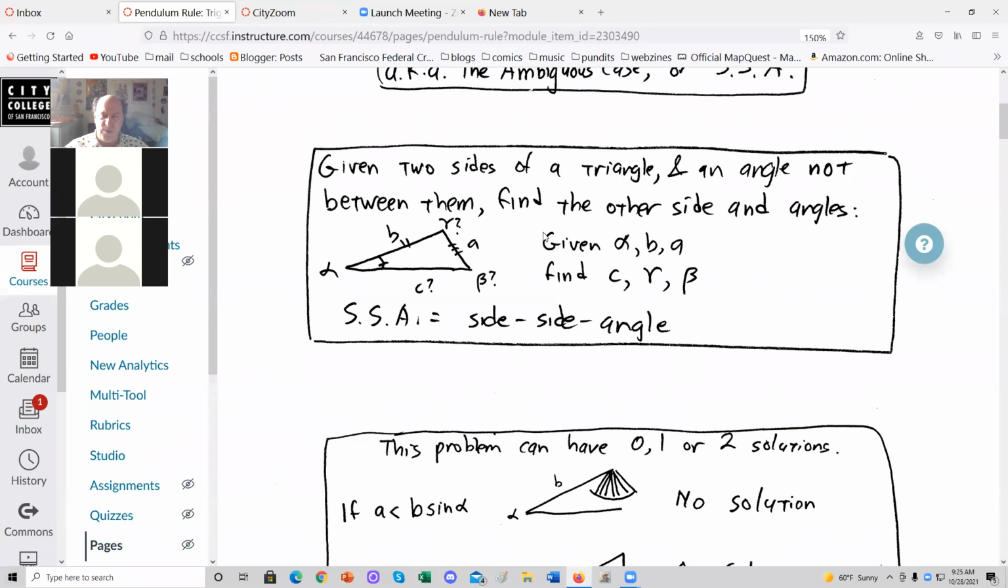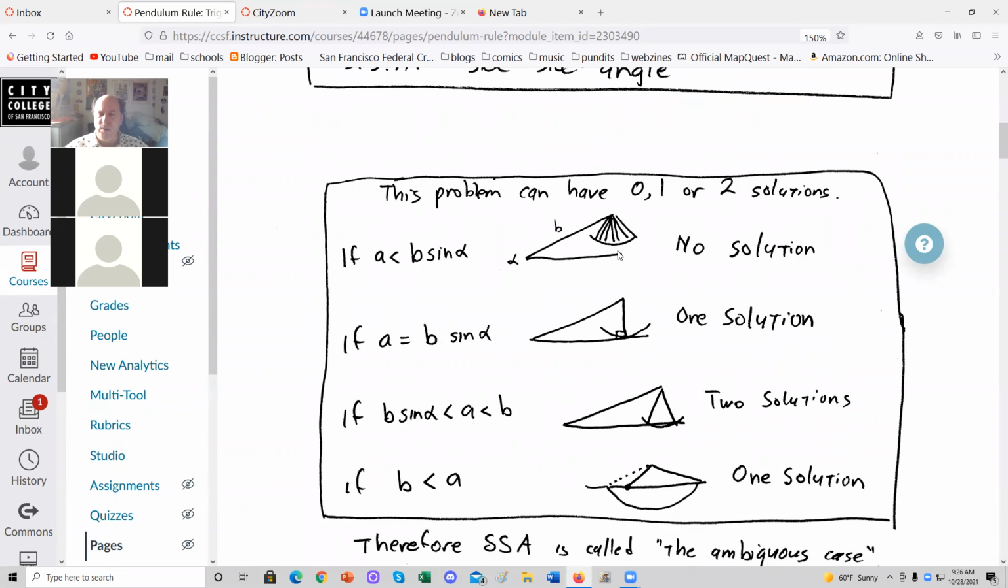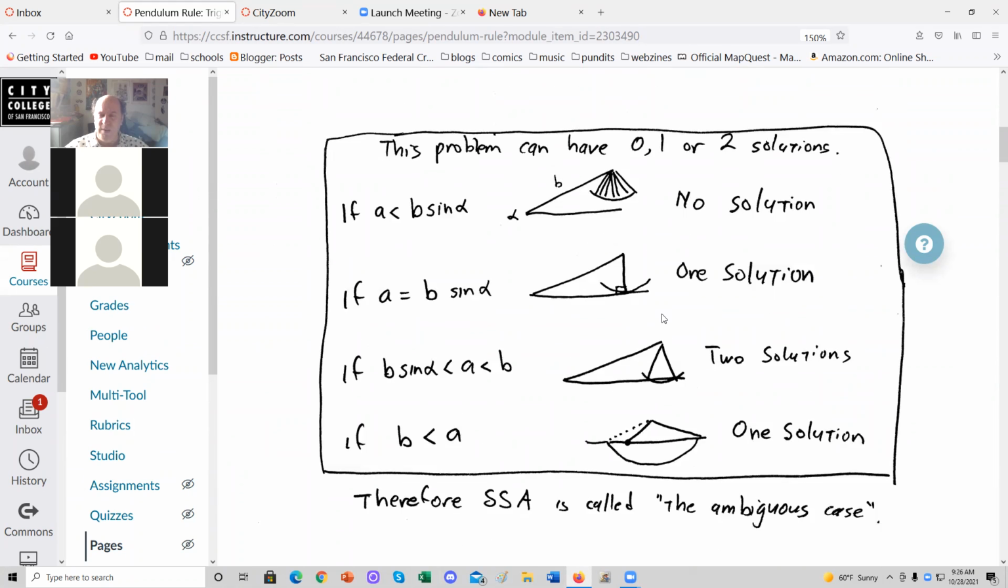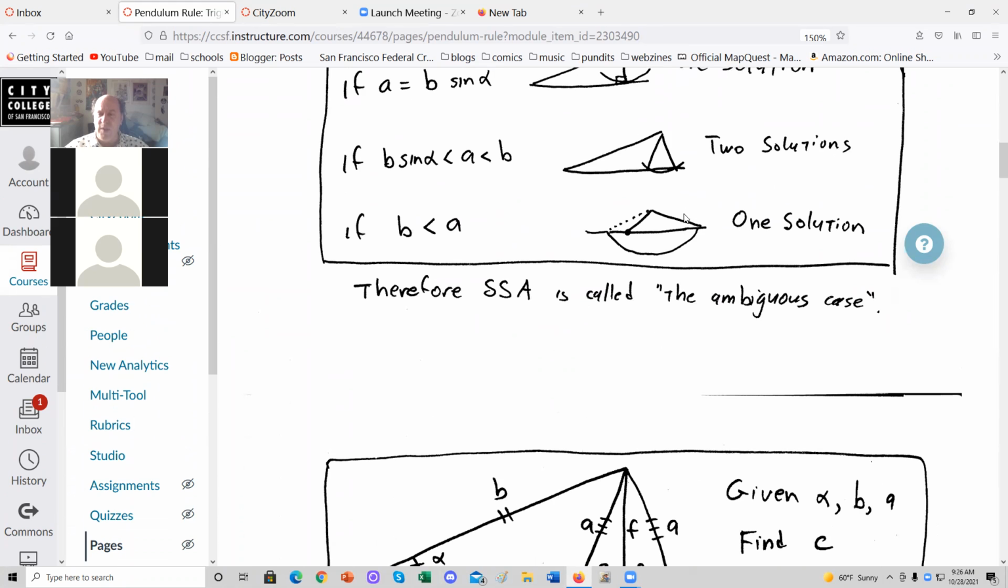So I go through this whole thing: given an angle, a side, and a side, what are the other angles? What's the third side? And I mention there are no solutions where the pendulum misses the ground, one solution where the pendulum scrapes the ground, and two solutions where the pendulum touches down twice. And if B is less than A, the pendulum is longer than the cantilever, then one of the solutions fails. So there's back to one solution.